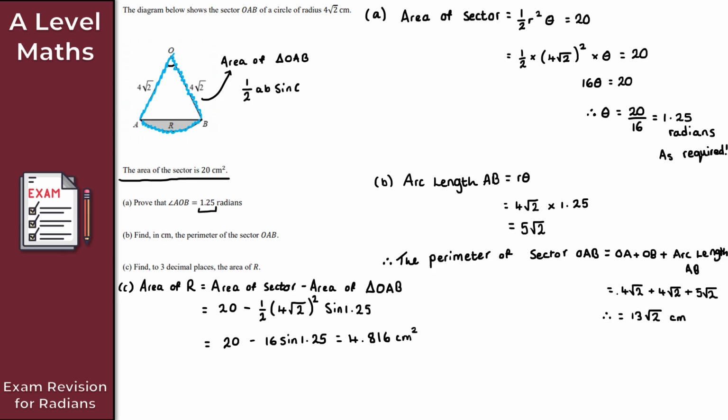This was the solution to part B, and obviously part A was just to show or prove that. So hopefully nothing too challenging there. And there we have it. That gives us the solution to the very last question, question 3. And that brings us to the end of this video on exam revision for radians.